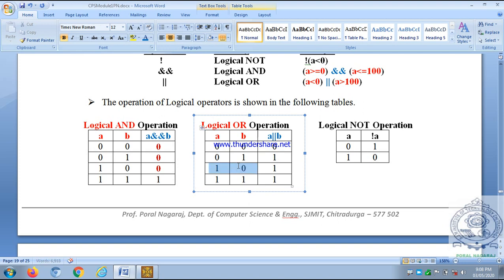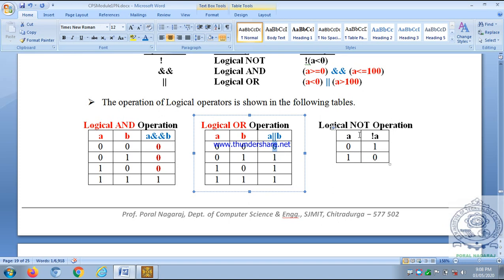Here 1 or 0 is 1 because one of the inputs is 1. 1 or 1 is 1 because any one input is 1. So in logical OR, if both inputs are 0, the output is 0. In logical AND, if both inputs are 1, the output is 1. So 1 is nothing but high, 0 is nothing but low. That's why in logical AND, if both inputs are high, the output is high. In logical OR, if both inputs are low, the output is low.